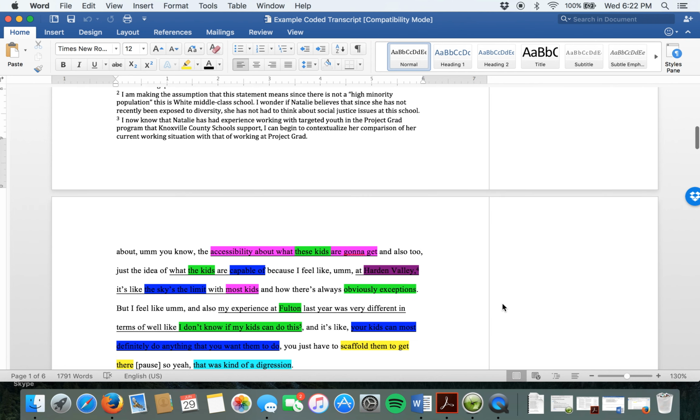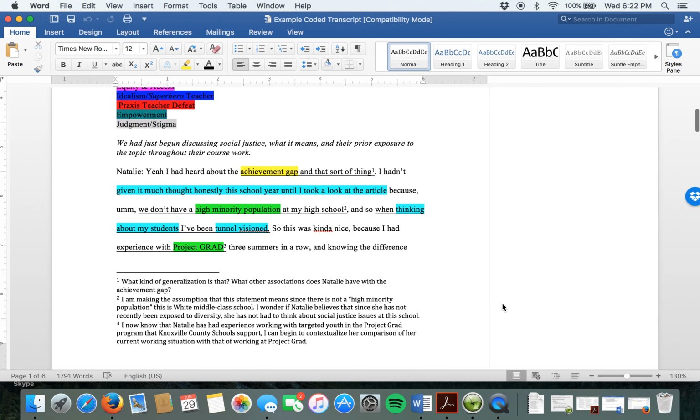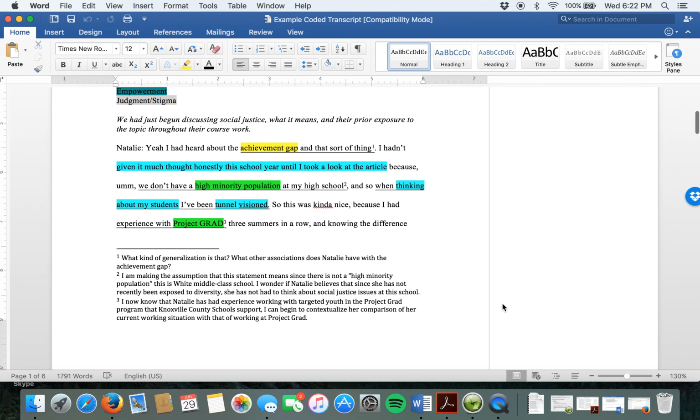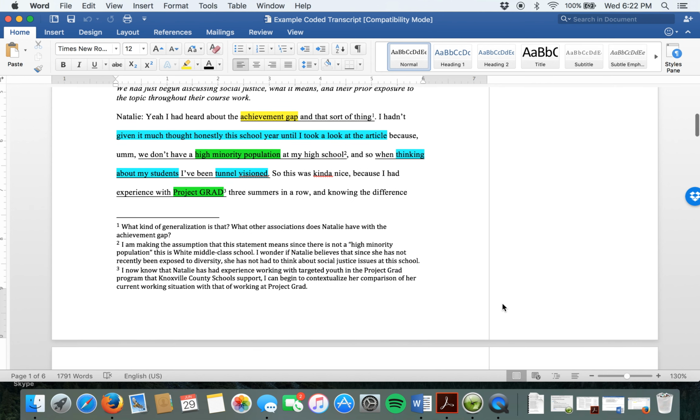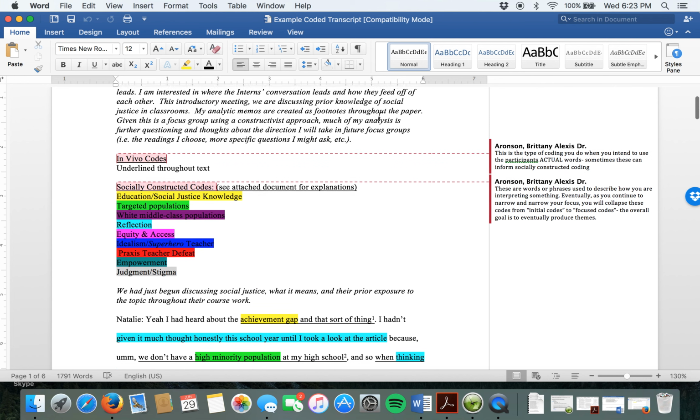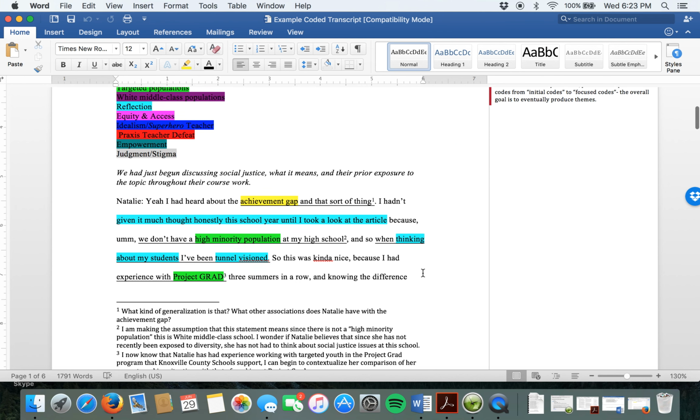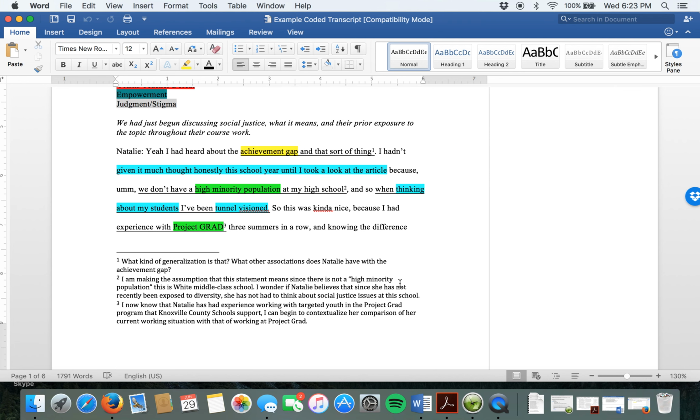Okay, so looking back at this statement that Natalie's talking about, when I first went through reading this, my initial thoughts came out. So when we look at the achievement gap, I put a footnote, and you can do analytical memos. You might put comments like here, you might put a footnote, you might have some other writing in the margins. But I noted here, what kind of generalization is this? So, questions that I'm asking myself: what other associations does Natalie have with the achievement gap?